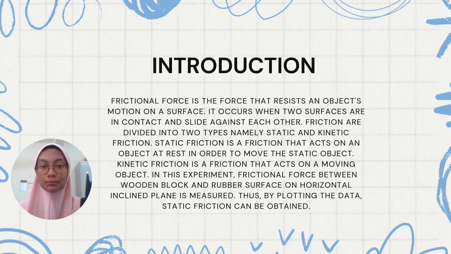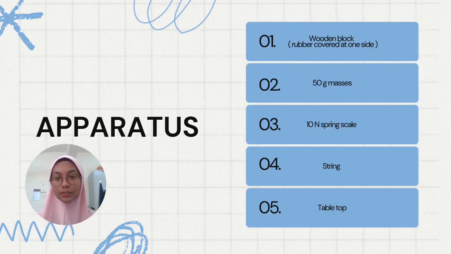But in this experiment, the frictional force between a wooden block and a rubber surface on a horizontal plane is measured. Thus, by plotting the data, static friction can be obtained. Here is the list of apparatus used in this experiment. First, a wooden block that is rubber covered on one side, 50 gram masses, a 10 Newton spring scale, string and tabletop.